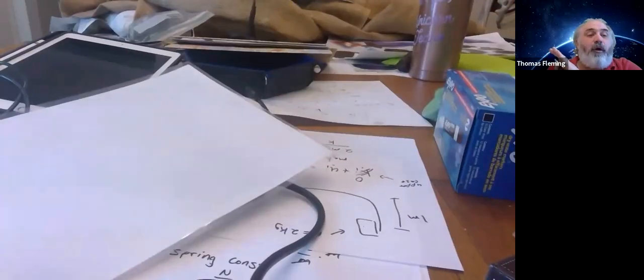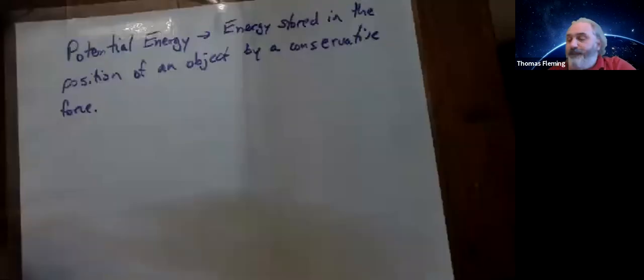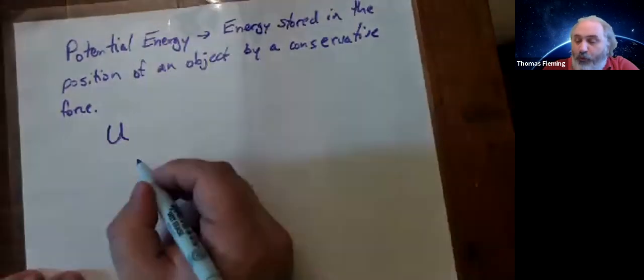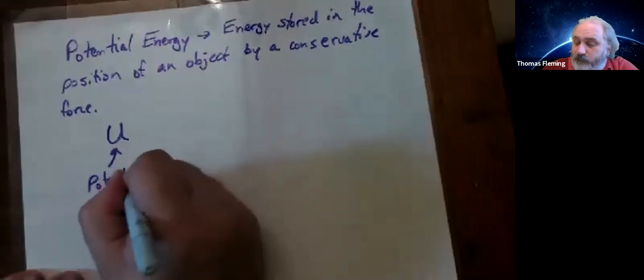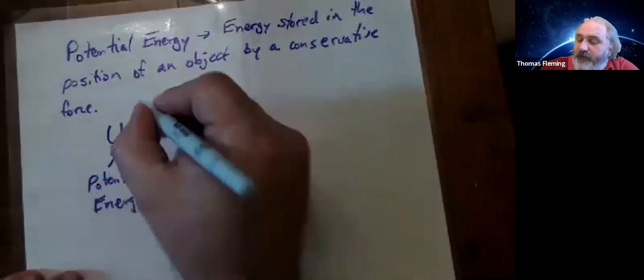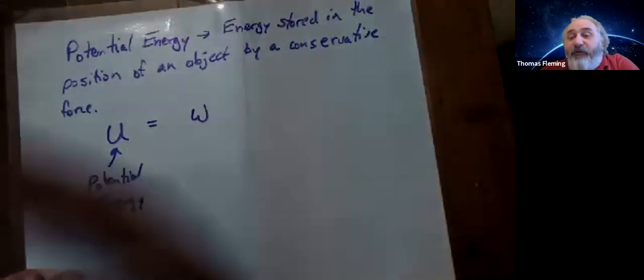And so we're going to define the potential energy for any conservative force ever in terms of the amount of work done by that force. So we will say that the potential energy, and we're going to use the letter U for potential energy, is going to be related to the work done by that conservative force.